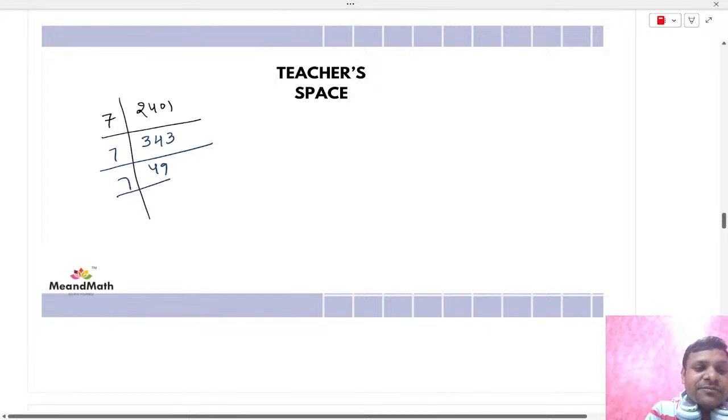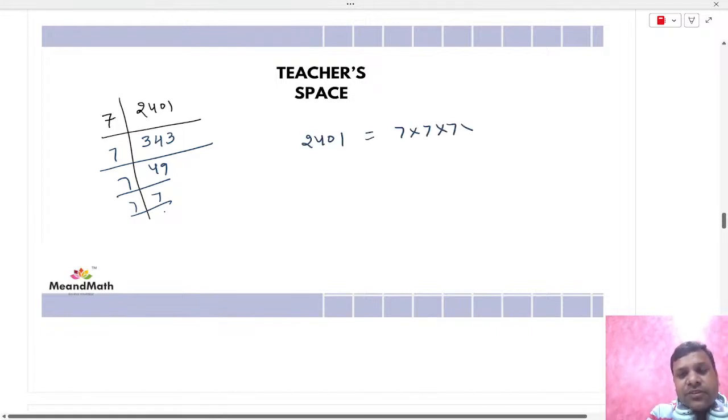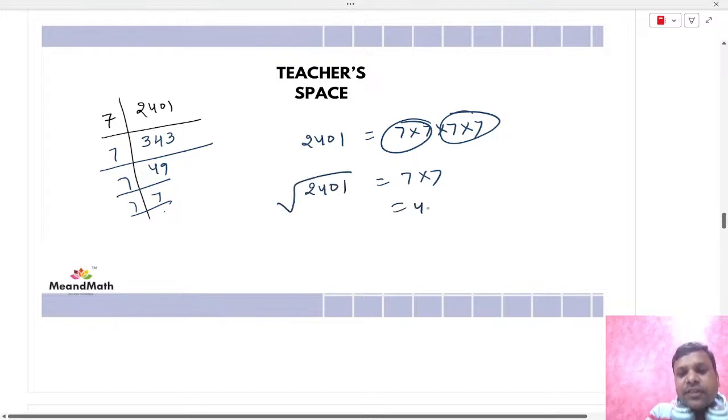49, 7, 7 7s are 49, then 1. So 2401 is 7 into 7 into 7 into 7. Now make the pair. There are two pairs, so the answer is 7 into 7. So the square root is 49. This is the answer.